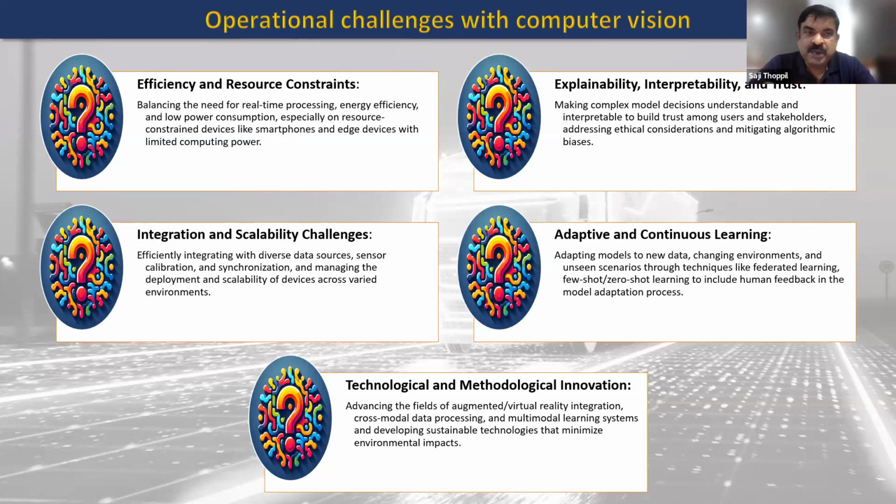And some of the times you will not be able to put an expensive UPS at every edge location, right? So that resource constraint at the edge is always a challenge. The next one is explainability. So how are you able to explain?